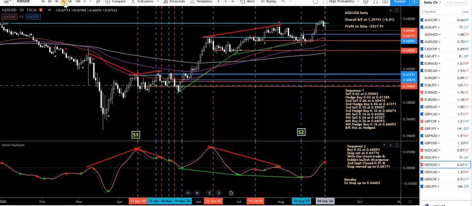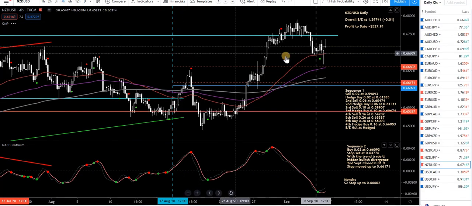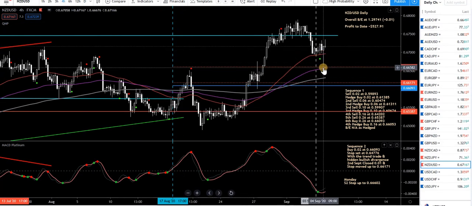If we go to the 4-hour chart, a quick look. Just below this spike candle down. So I've just moved it from here up to there. That's all I'm doing on Monday. Go back to daily.